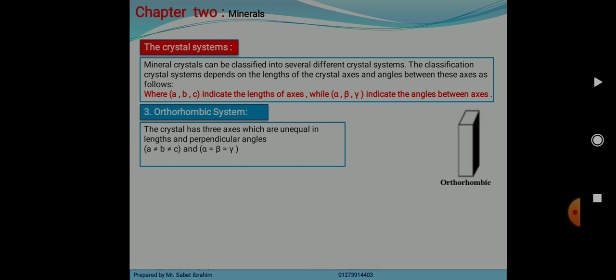Orthorhombic system. The orthorhombic system has three axes, but they are different in length. A doesn't equal B, doesn't equal C. But all these axes are perpendicular to each other. So alpha equals beta equals gamma. This system is the orthorhombic system.